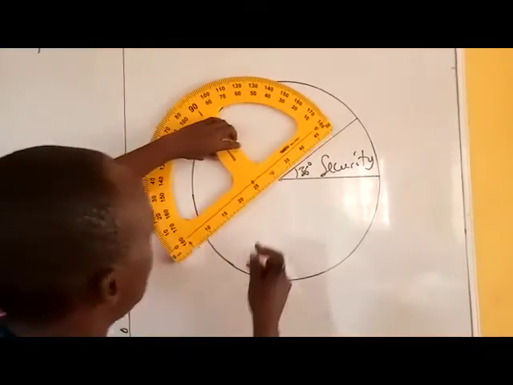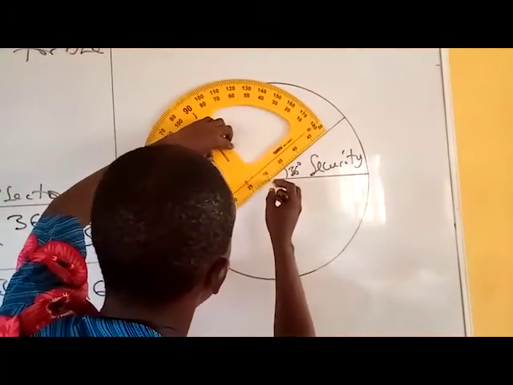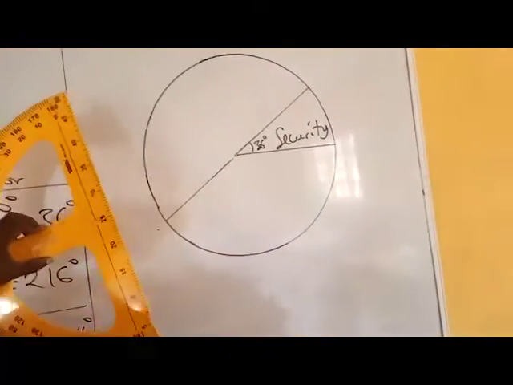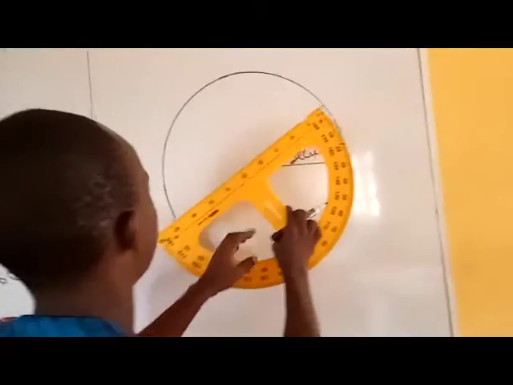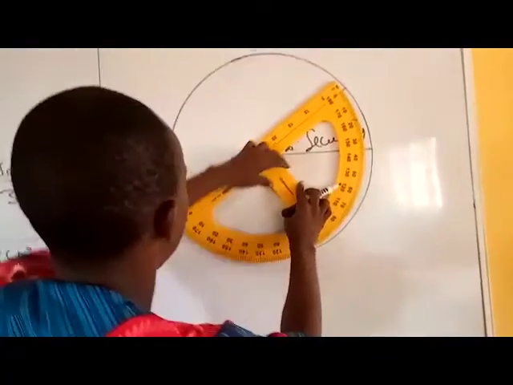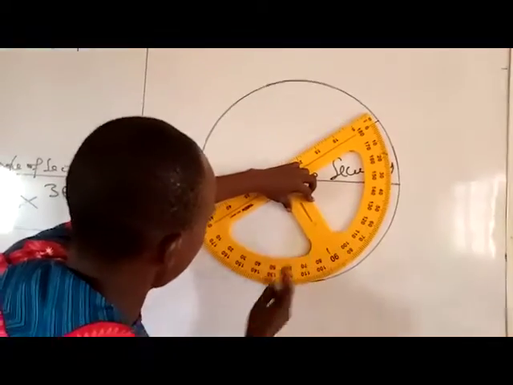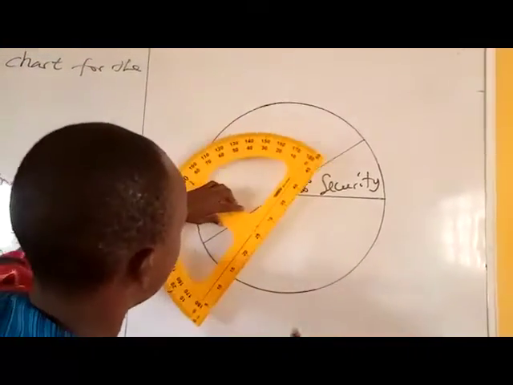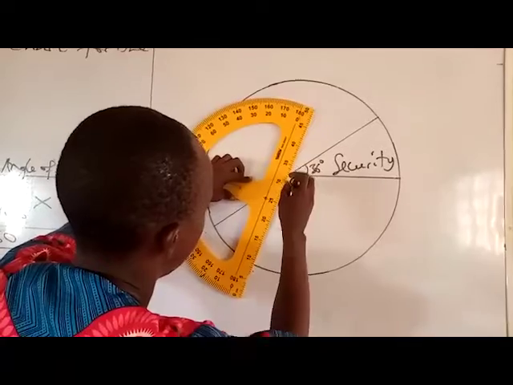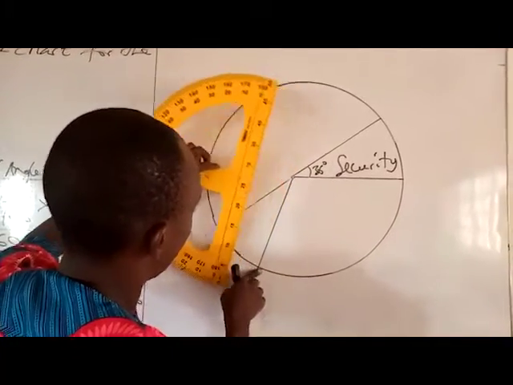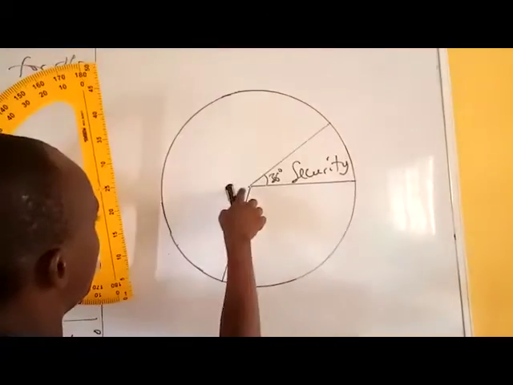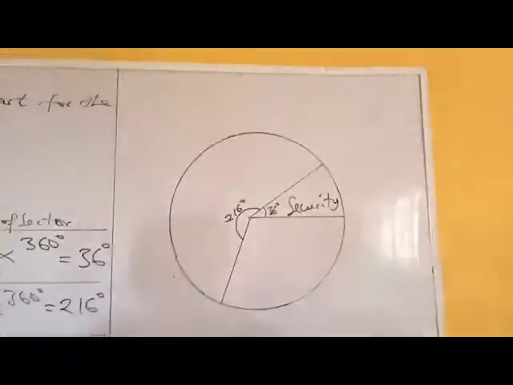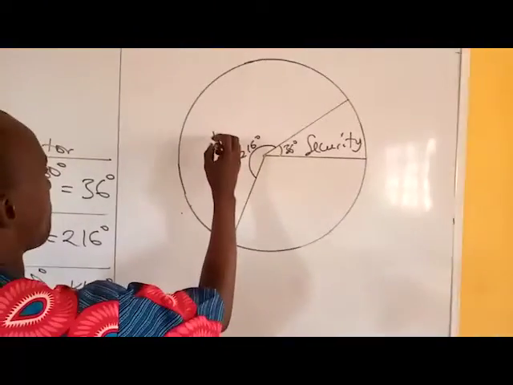So let me draw a temporary line that I will clean off later. I need 36 more, so I still need to place my protractor like this and get another 36 degrees: 30, 35, 36 to make 216. So this is my 216 degrees now. I can clean this off. So this is my 216 degrees, and that's for foremen.